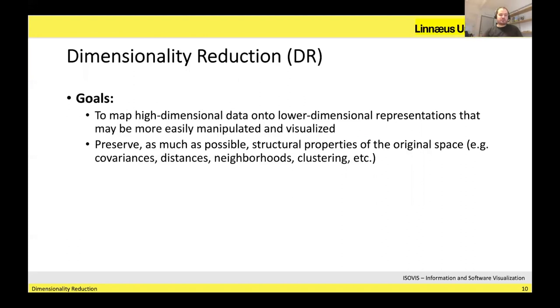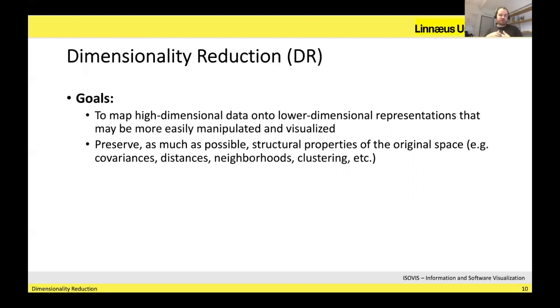In general, you want to map high dimensional data onto lower dimensional representations, of course. And in general, obviously, you want to preserve some kind of property as much as possible, because what would be the point? The smaller representation should still be a good data set to learn from. But exactly what you're trying to optimize could be covariances, for example. So you want to retain the same covariances from the original data set in the final data set.